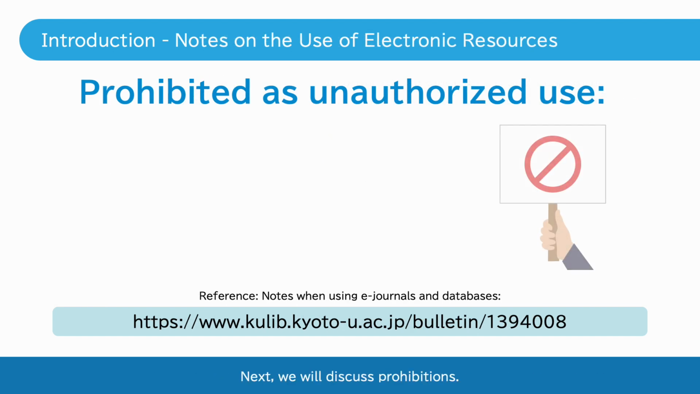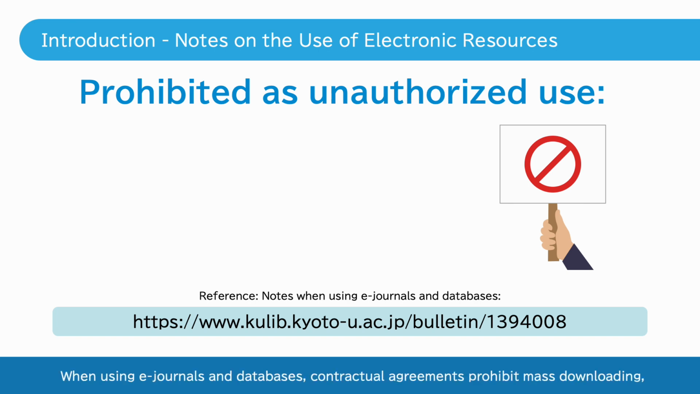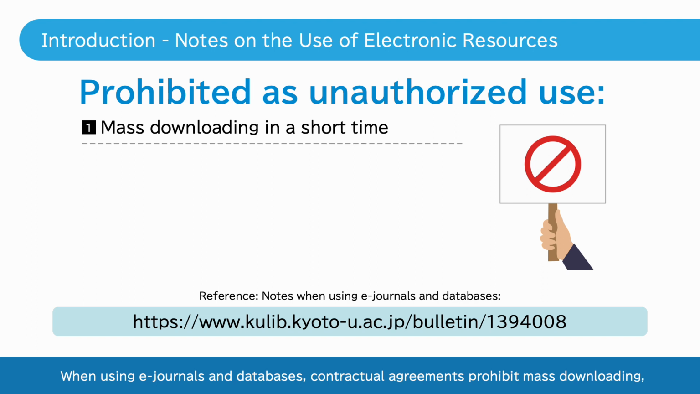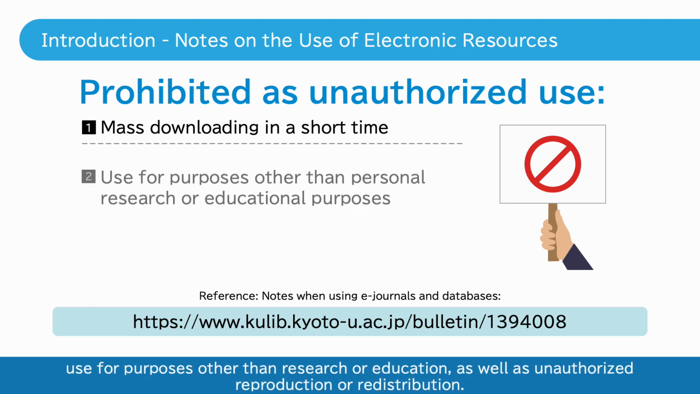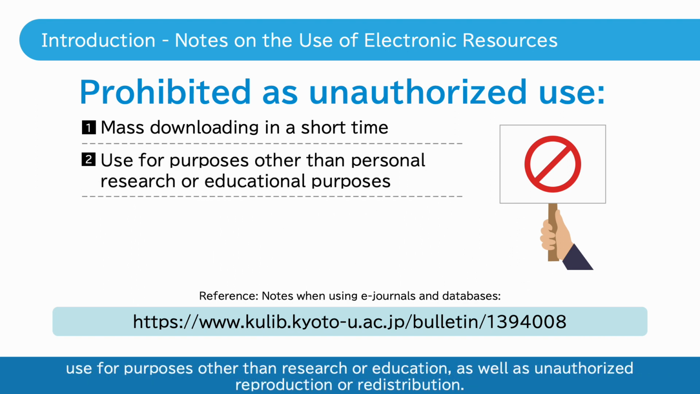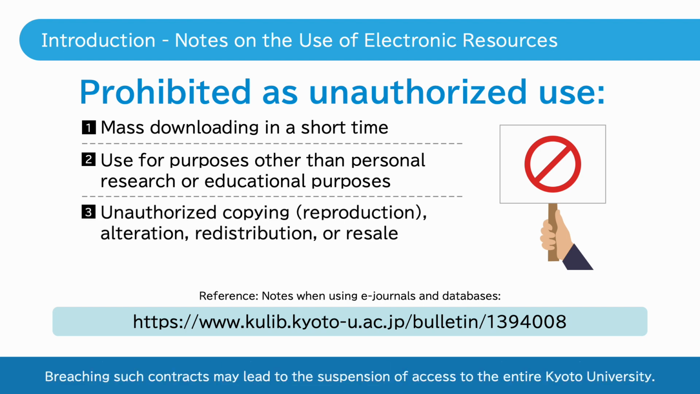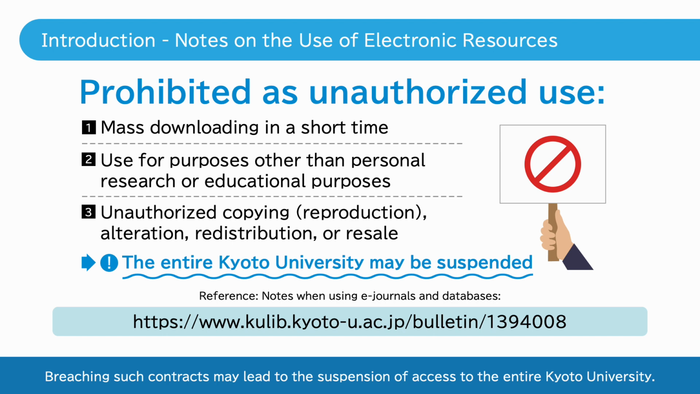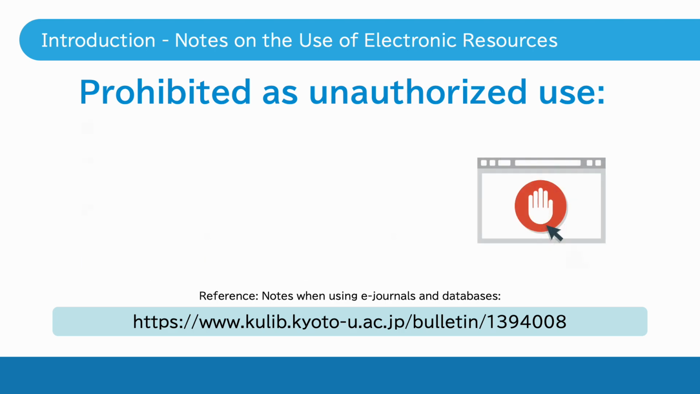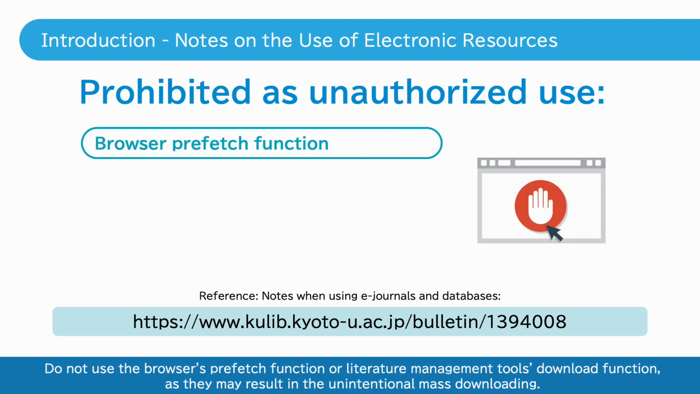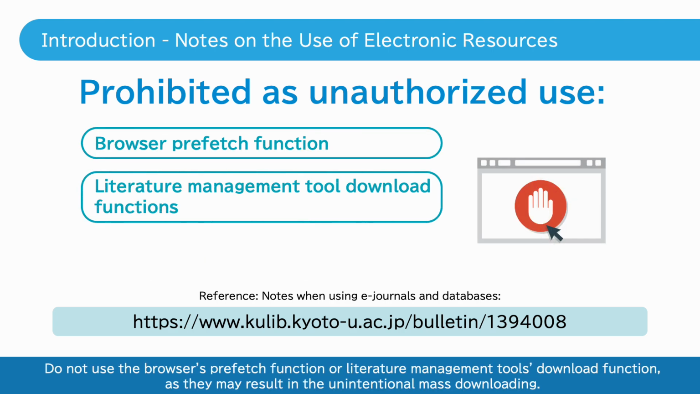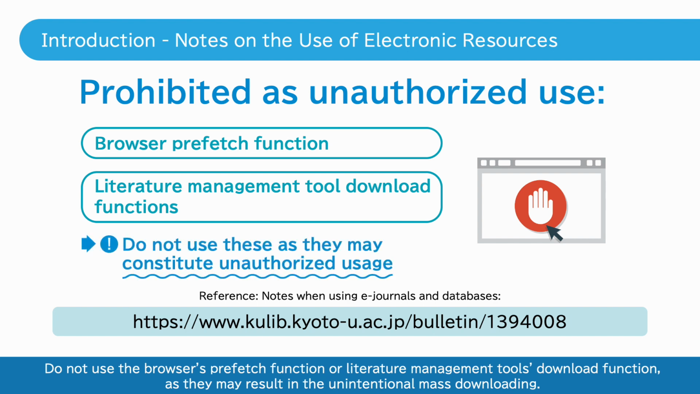Next, we will discuss prohibitions. When using e-journals and databases, contractual agreements prohibit mass downloading, use for purposes other than research or education, as well as unauthorized reproduction or redistribution. Breaching such contracts may lead to the suspension of access to the entire Kyoto University. Do not use the browser's prefetch function or literature management tool's download function, as they may result in the unintentional mass downloading.